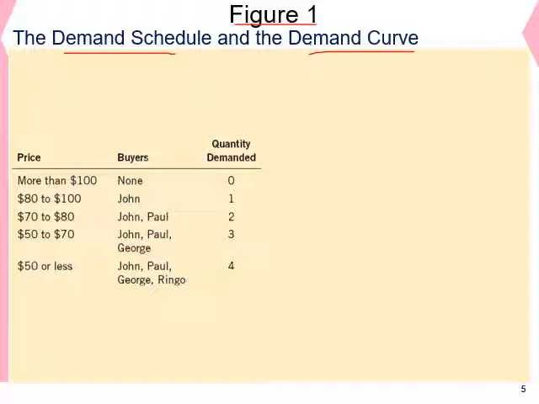Looking at the demand schedule, if the price is more than 100, none of them will buy the album. The quantity demanded is zero. If the price is between 80 and 100, only John will buy. The quantity demanded is 1. Between 70 and 80, John and Paul will buy. The quantity demanded is 2. Between 50 and 70, John, Paul, and George will buy. The quantity demanded is 3. If the price is $50 or less, all four will buy. The quantity demanded is 4.